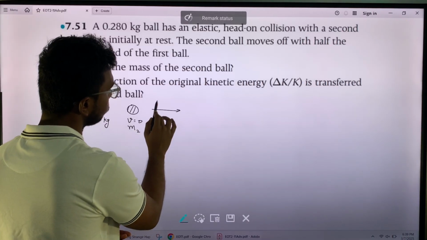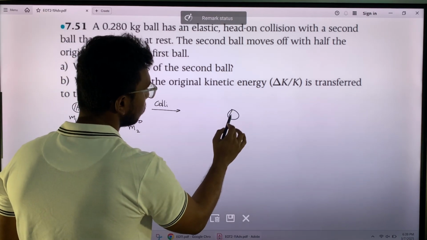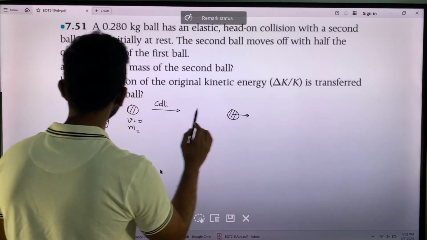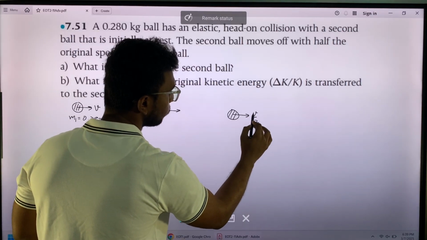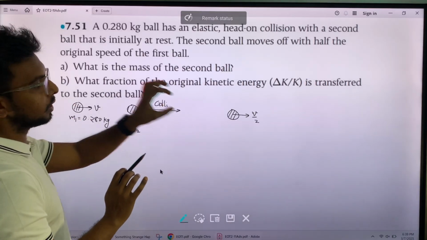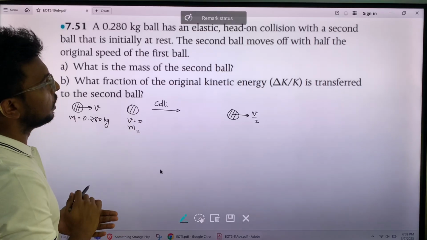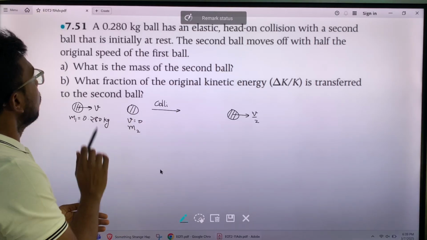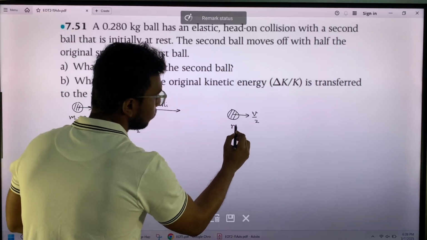So there is a collision. And after the collision, what happens? The second ball moves off with half the original speed of the first ball. So I can say the speed will be v by 2. Because here it is v, so it will be v by 2. Here it is 10 meter per second, so it is half of 10, that is 5. So 0.5 v or v by 2. What is the mass of the second ball? Okay, we need to find m2.